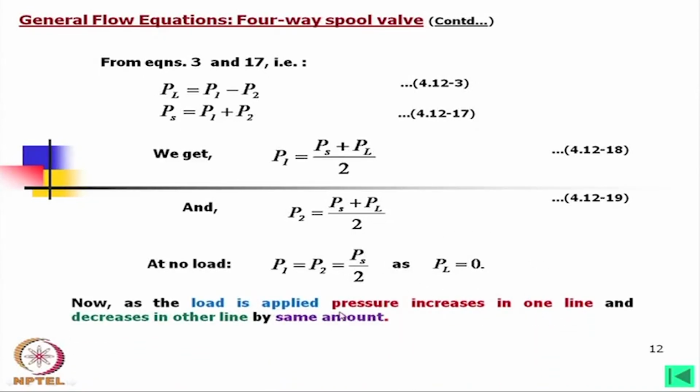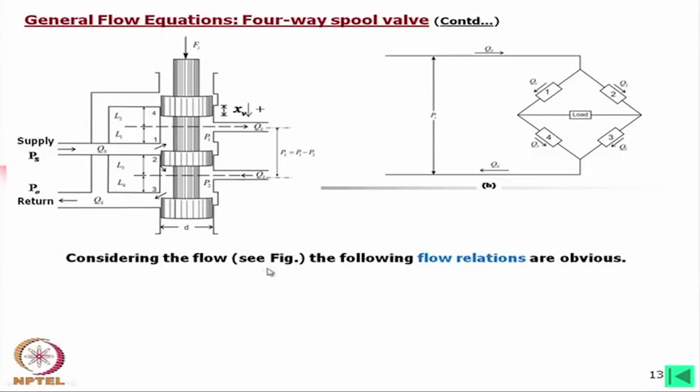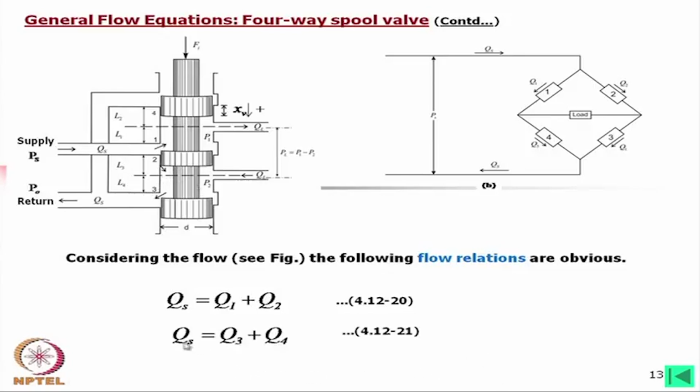Now, as the load is applied, pressure increases in one line and pressure decreases in the other line. Okay. That is obvious, this is easy to understand that this has to be. Considering the flow, the following flow relations are obvious, that Qs is equal to Q1 plus Q2, and Qs is equal to Q3 plus Q4.